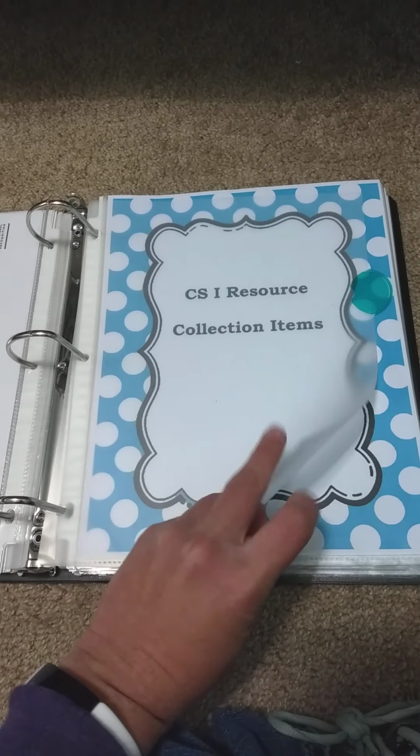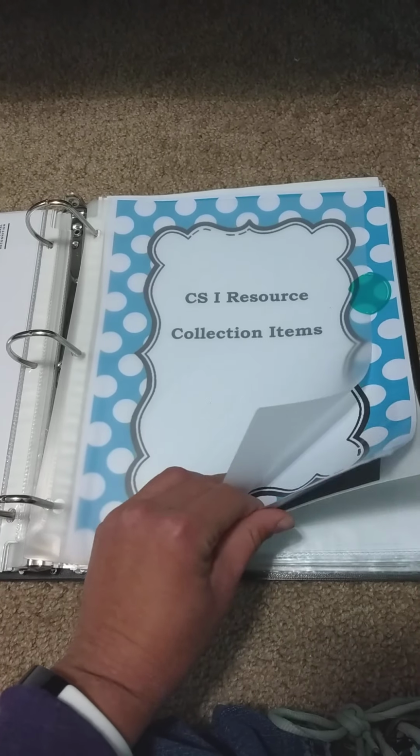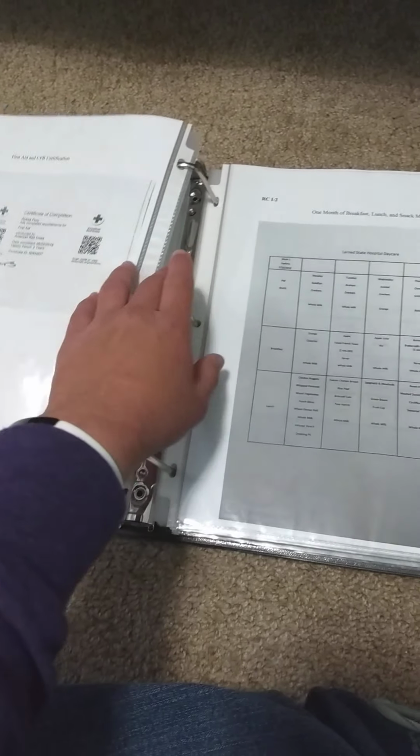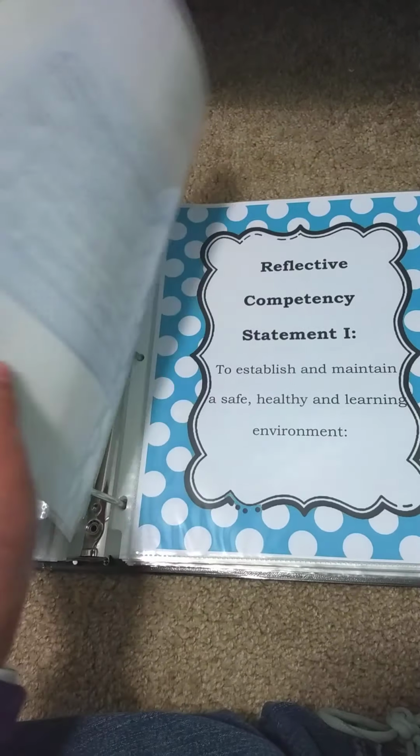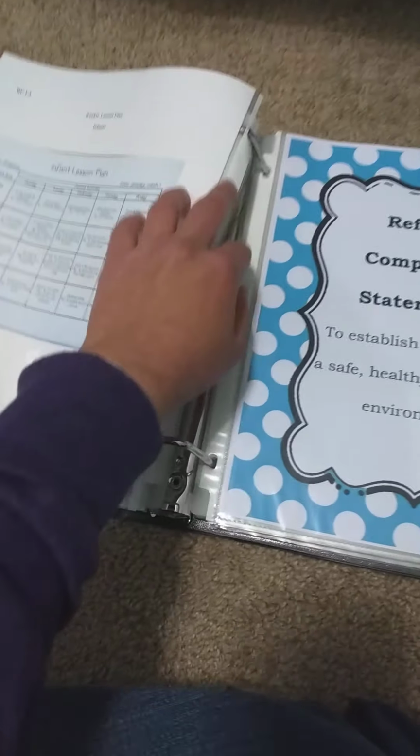Next we have the resource collection items for CS1, which were the first aid, and then we had to get the sample menus from the place where you work. And then at the end you have a lesson plan. You do have to get a month worth of menus. So there's the lesson plan.